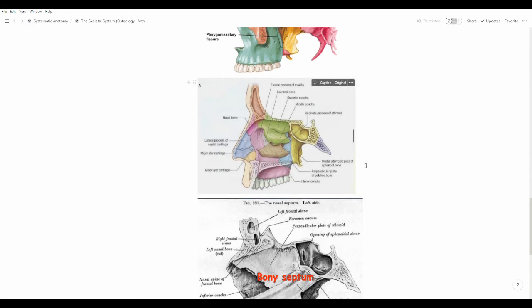Cutting there, and that's what we'll be left with. And of course, it's very important to keep this in mind. In here we have the inferior concha, so we have two inferior conchas. You have middle and superior conchas, very simple stuff.